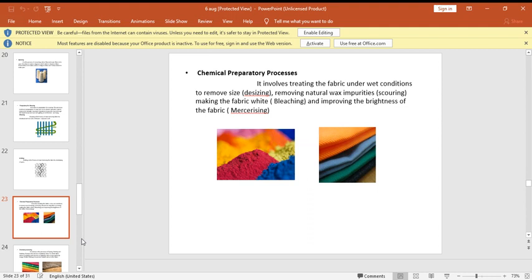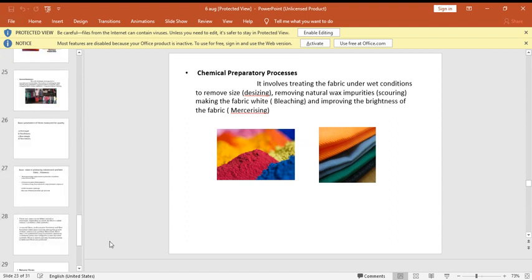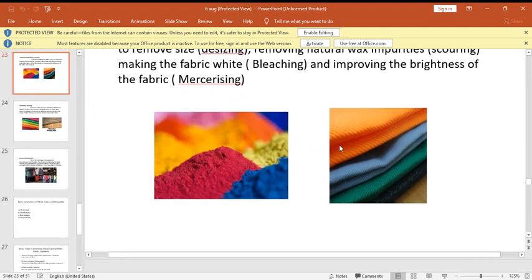Removing natural wax impurities is called scouring. Making the fabric white is bleaching. By adding H2O to the hydrogen peroxide, we get bleaching. Desizing uses NaOH, scouring uses chemicals such as sodium carbonate, and for bleaching we apply hydrogen peroxide, improving the brightness of the fabric. That is mercerization. Here I've shown the different colors, and these are the fabrics.